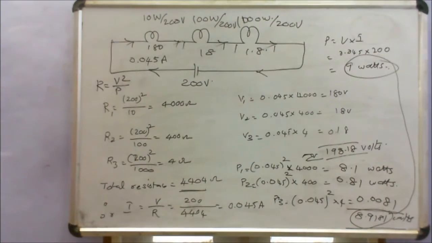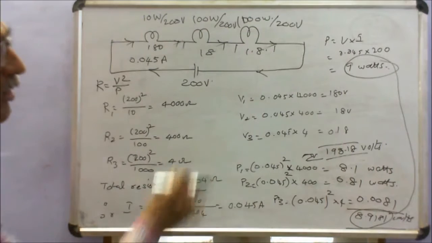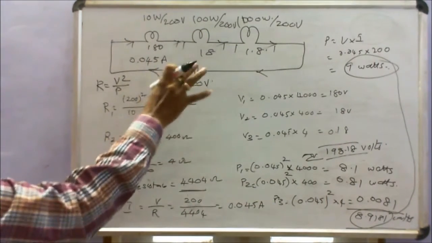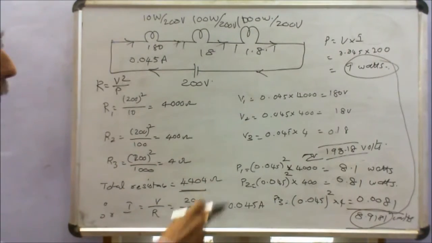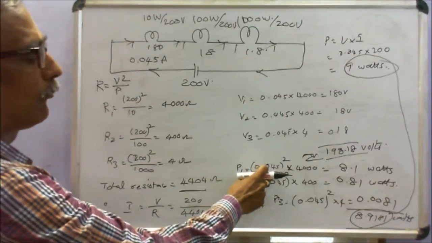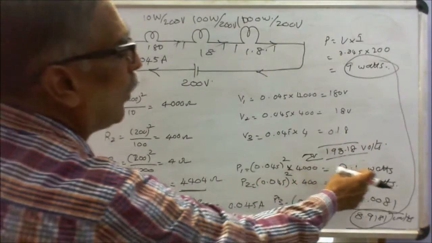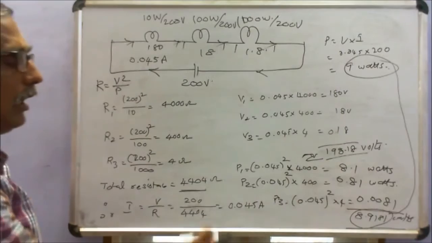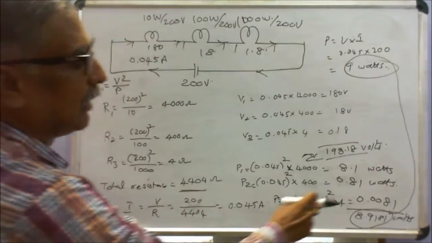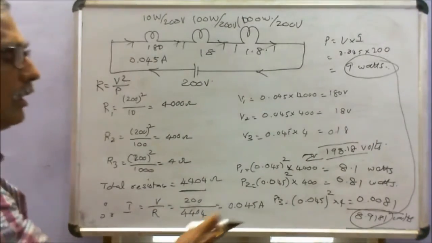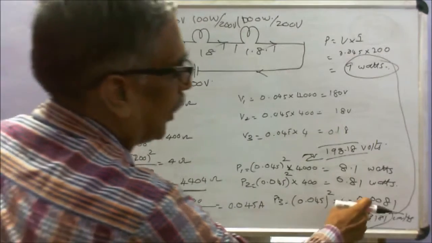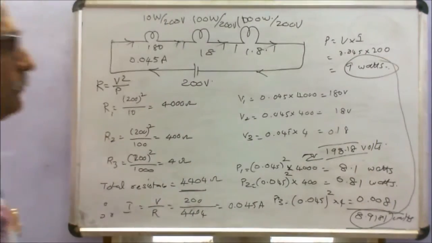Next question is, they will ask what is its power dissipation, from which we can conclude which bulb glows brightly. Power P1 is equal to I square into R, that is 0.045 square into 4000, 8.1 watts. Next power dissipation P2, that is the 100 watts bulb, is 0.81 watts. P3 is equal to 0.045 the whole square into 4, it is 0.0081 watts.